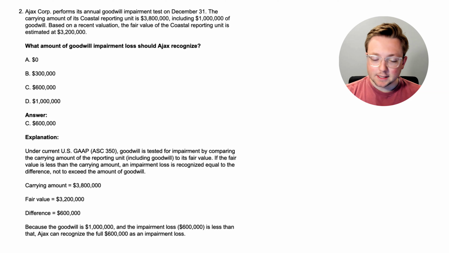All right, here we are at the answer, C, $600,000. Now let's walk through this to understand what's going on here. Under current US GAAP, which is technically ASC 350, that's the part of GAAP that this falls under. You don't really need to know that. I just wanted to throw that in.